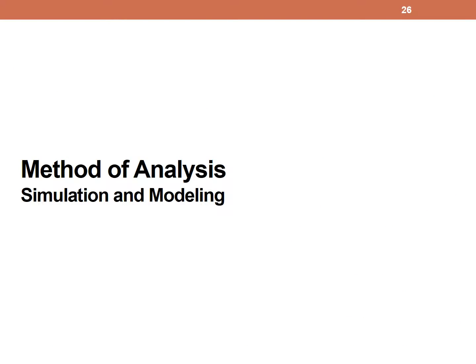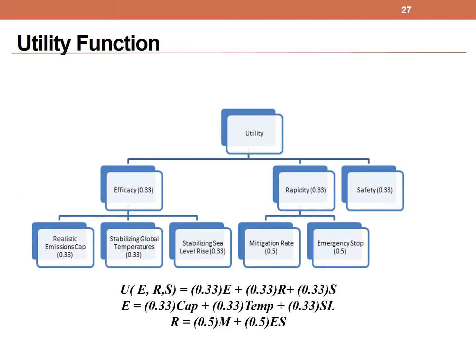Now for the method of analysis, which includes the simulation and modeling portion. The utility function used in this system is made up of efficacy, rapidity, and safety. Efficacy is then further broken down into a realistic emissions cap, stabilizing global temperatures, and stabilizing sea level rise. Rapidity is broken down into a mitigation rate and an emergency stop.